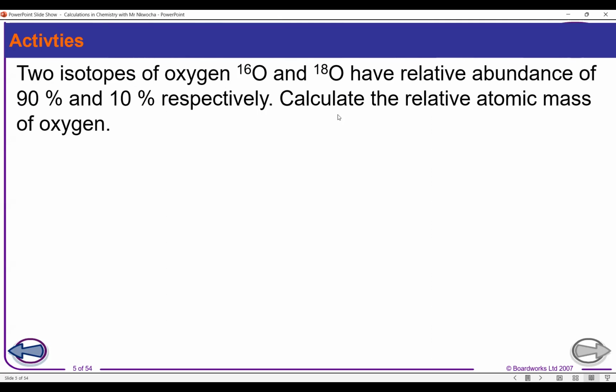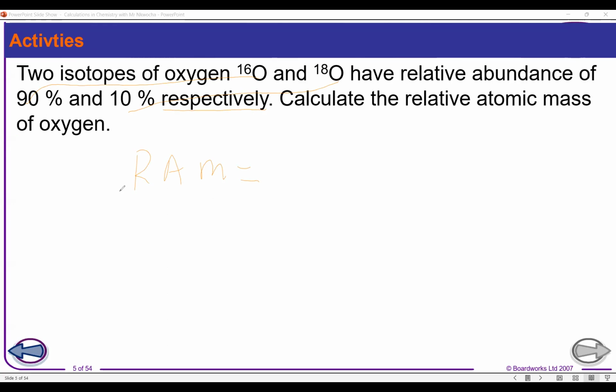Okay, I know you've seen the way I solved it. So if it is in the exam, you don't need to suffer too much. Relative atomic mass is equal to... look at the word here, "respectively." Whenever you see "respectively," that means accordingly. That means the first one, isotope 16, has 90%, and isotope 18 has 10%. So that's what is called respectively.